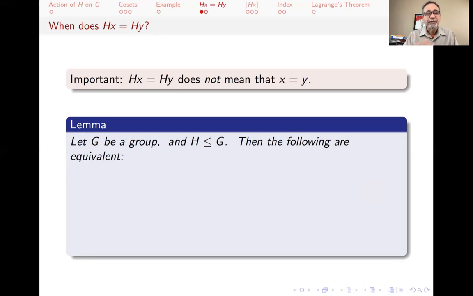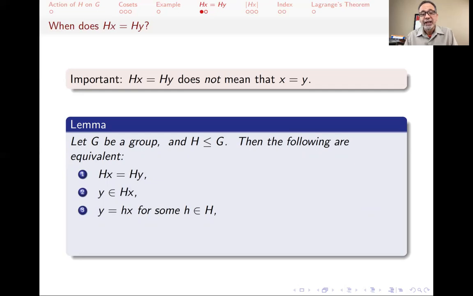This means that if any of the statements that I say is true, then all the other ones are true. If any of them is false, all the other ones are false. So what are those statements? The first one is Hx equals Hy. The rest of them are going to give us characterizations for when Hx equals Hy. The second one is that y is an element of Hx. The third one is that y equals little h times x for some little h in H. And the fourth one is that yx inverse is an element of H.